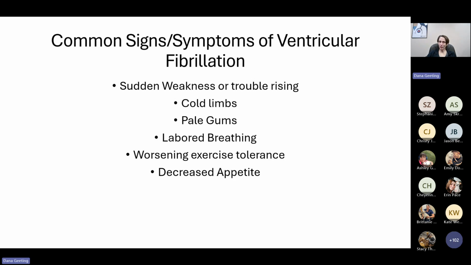Common signs of VFib are sudden weakness or trouble rising. Their limbs are very cold because you're not getting proper circulation. The gums are pale. They have labored breathing, worsening of their exercise intolerance, and decreased appetite. So like I said, if they are in a ventricular fibrillation, your patient is more than likely arresting already, and you're already doing CPR.